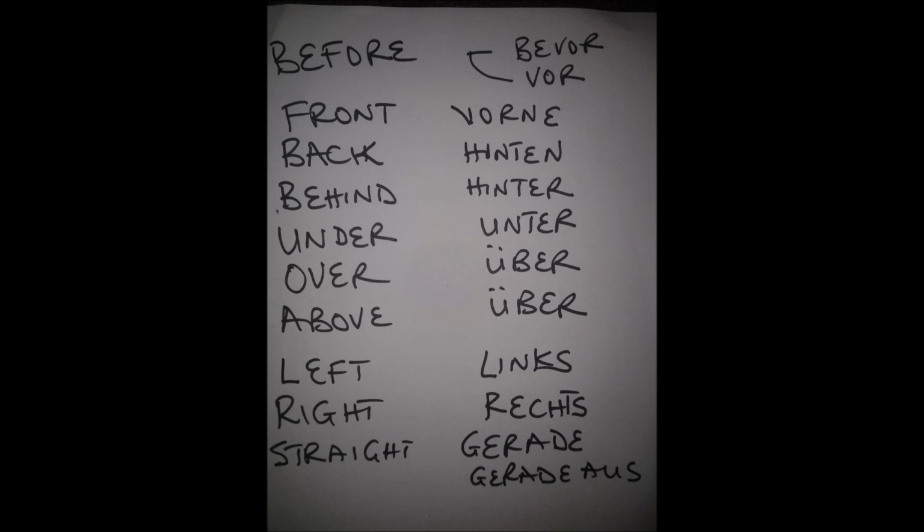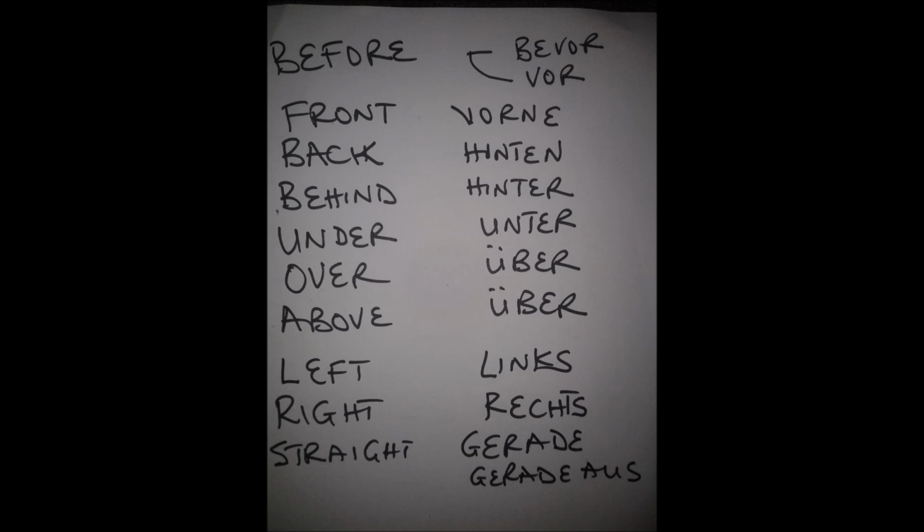Then under is unter. When you say, where is Alanis? You say, unter dem Bett. That is under the bed. Or unter dem Tisch. That is under the table. Unter means under. Then above is über. Above or over is über. Anything above, more than, is über.